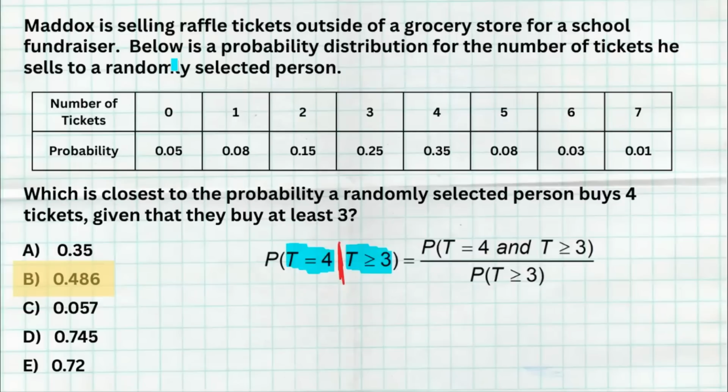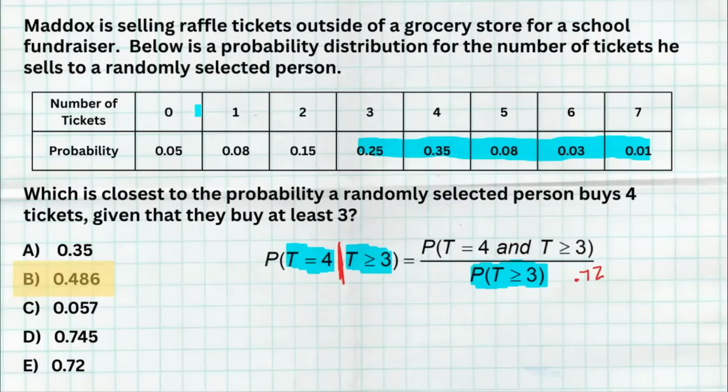Now, here's where we got to be careful using the conditional formula. In the denominator of the conditional formula is just the condition. The probability that the total number of tickets sold is greater than or equal to 3. So greater than or equal to 3 would be any of these outcomes, 3 or 4 or 5 or 6 or 7. So we add all those together and we get 0.72 in our denominator.